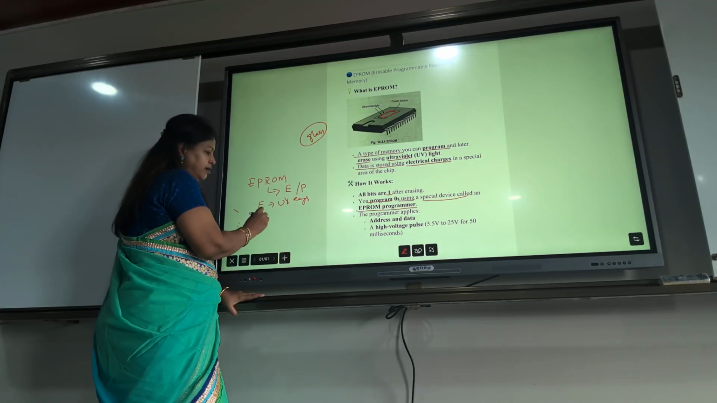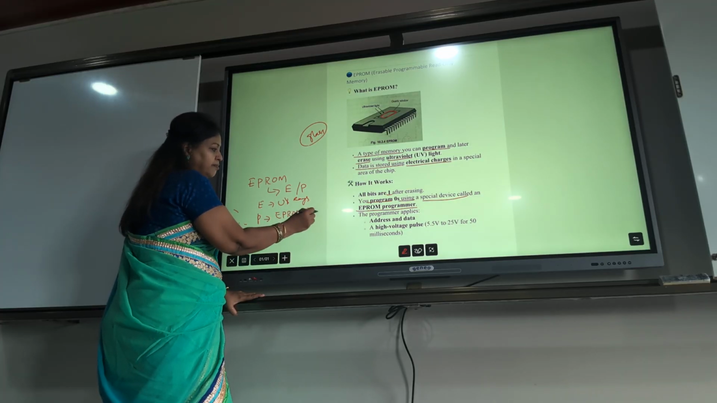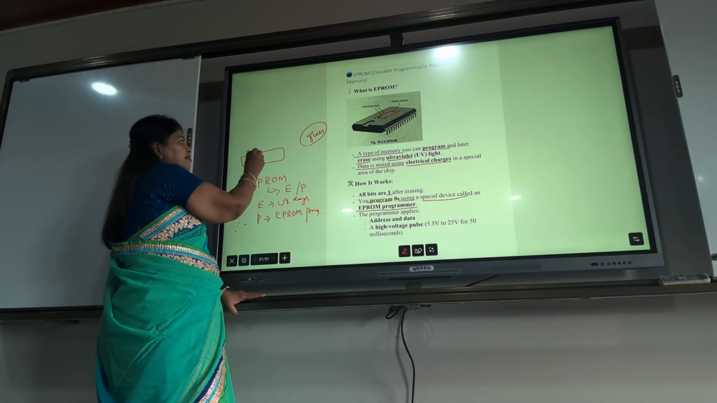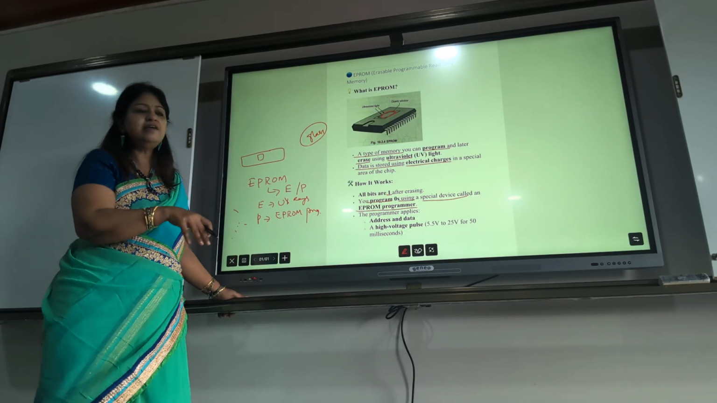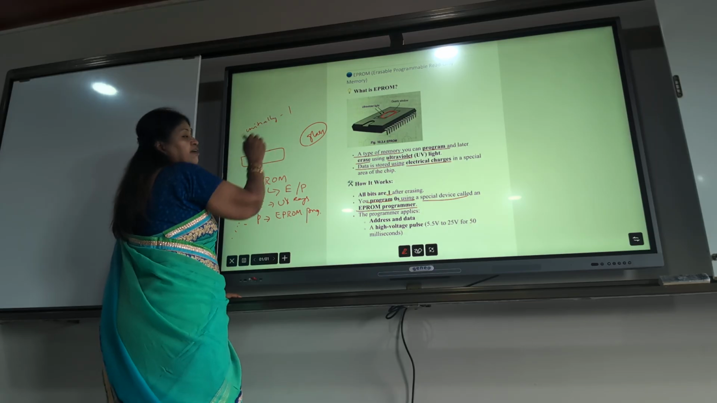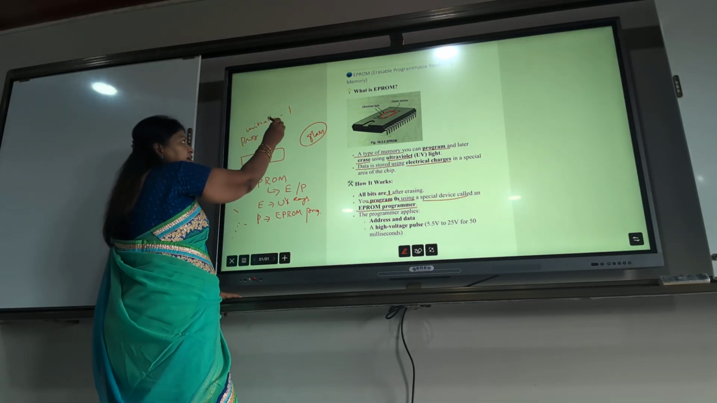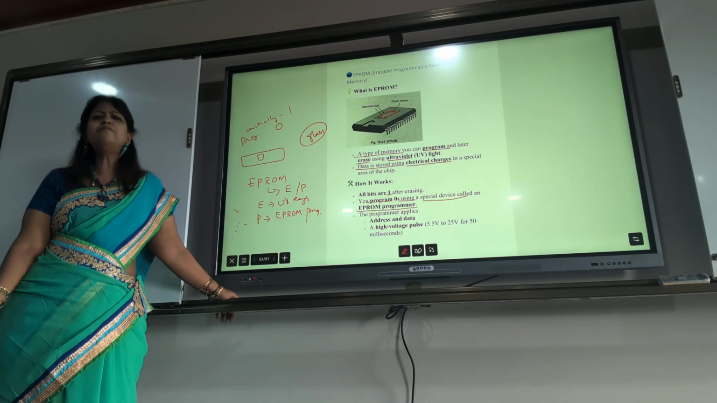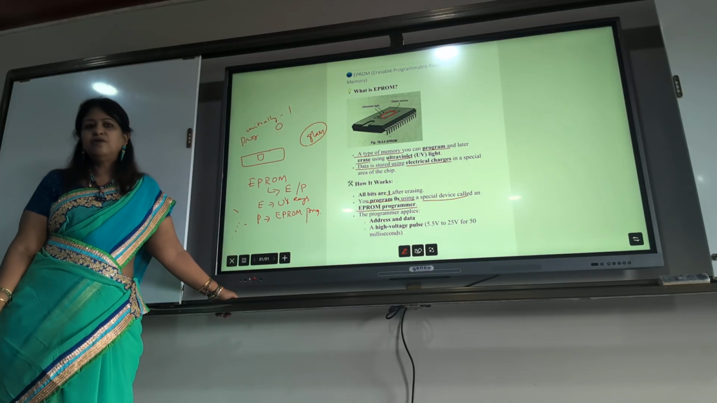For programming, I use an EPROM programmer. What is that device? It is a device where you put the IC inside. Initially, all the bits will be 1. Programming means wherever I want 0, I have to make that 0. That is my program. Very simple. Understand the concept, and you can write everything. Okay?